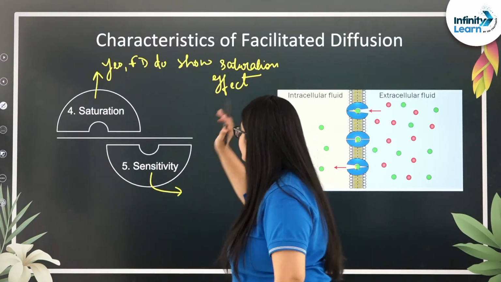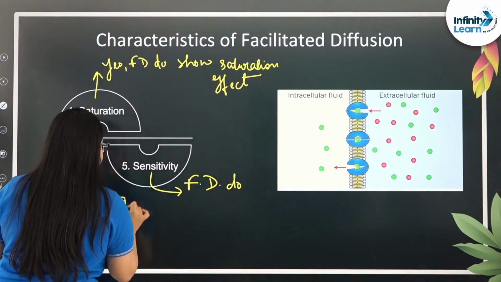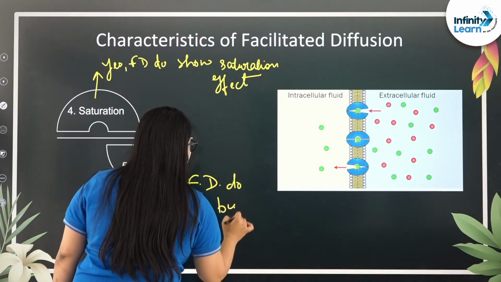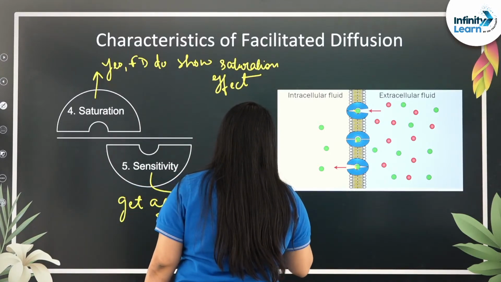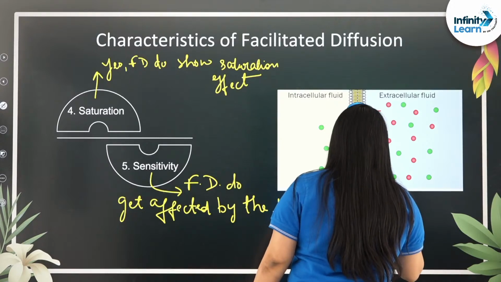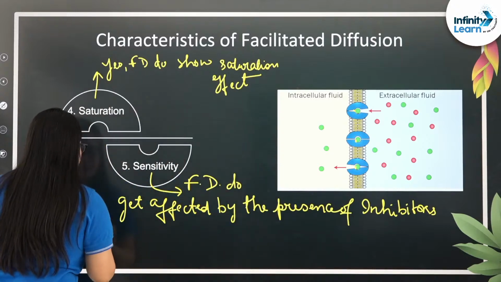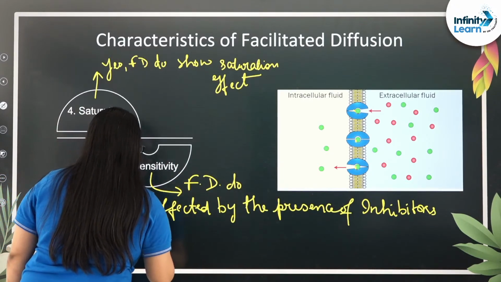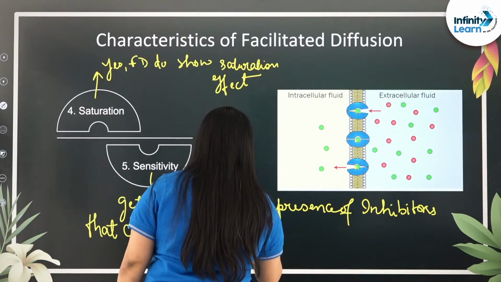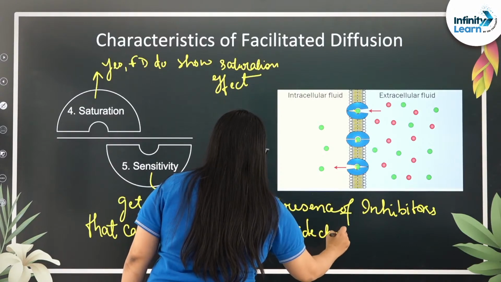So please remember students, facilitated diffusion do get affected by inhibitors, by the presence of inhibitors that can react with protein side chains, right?